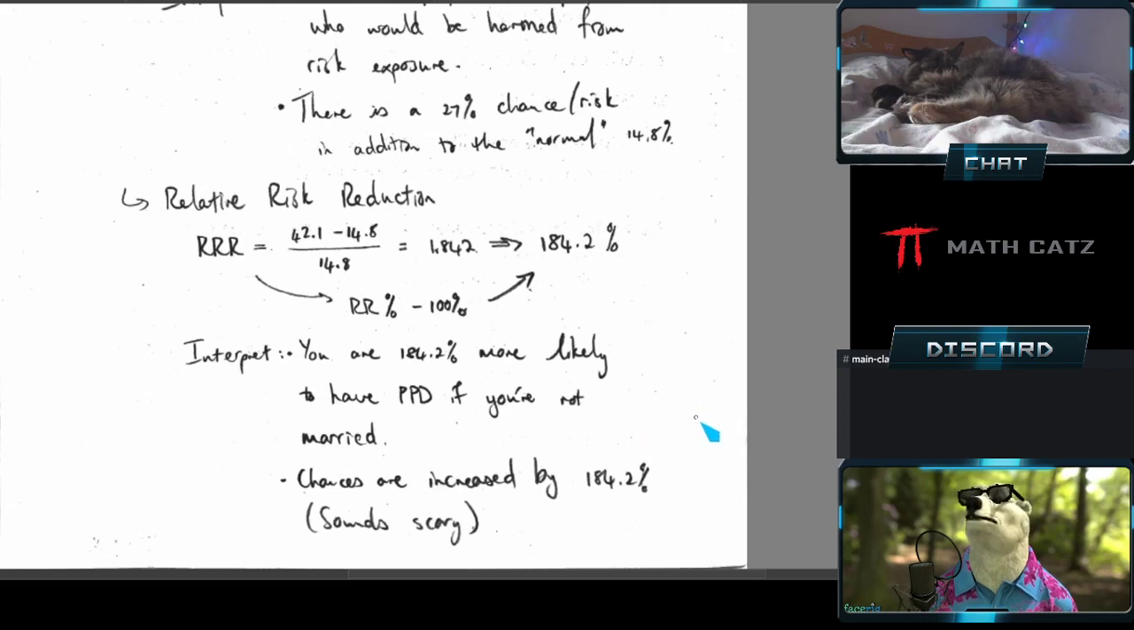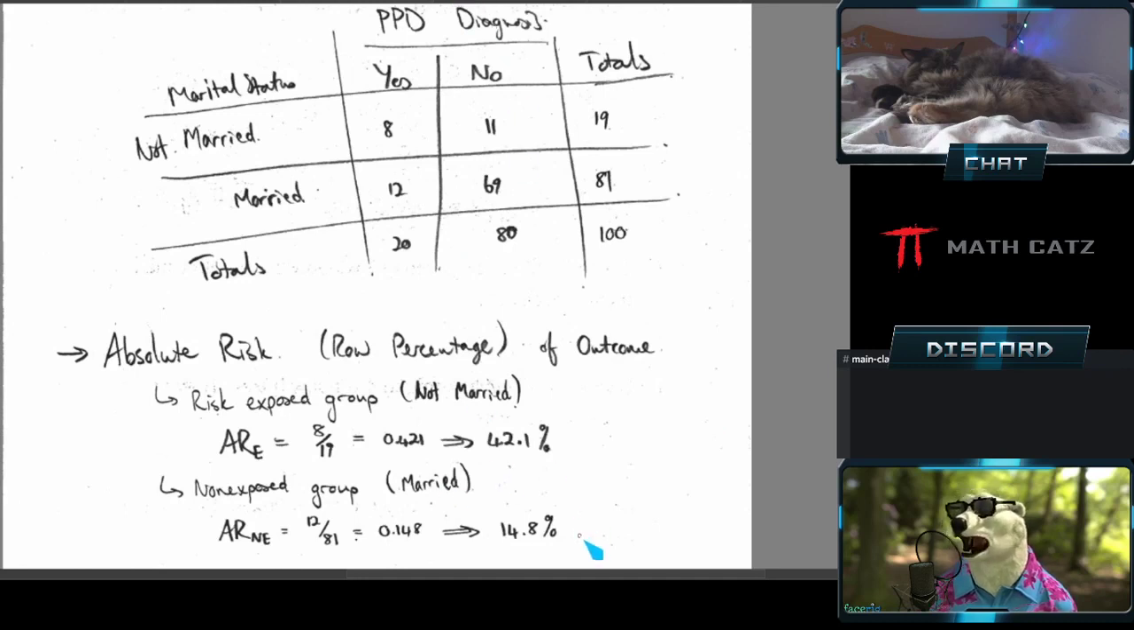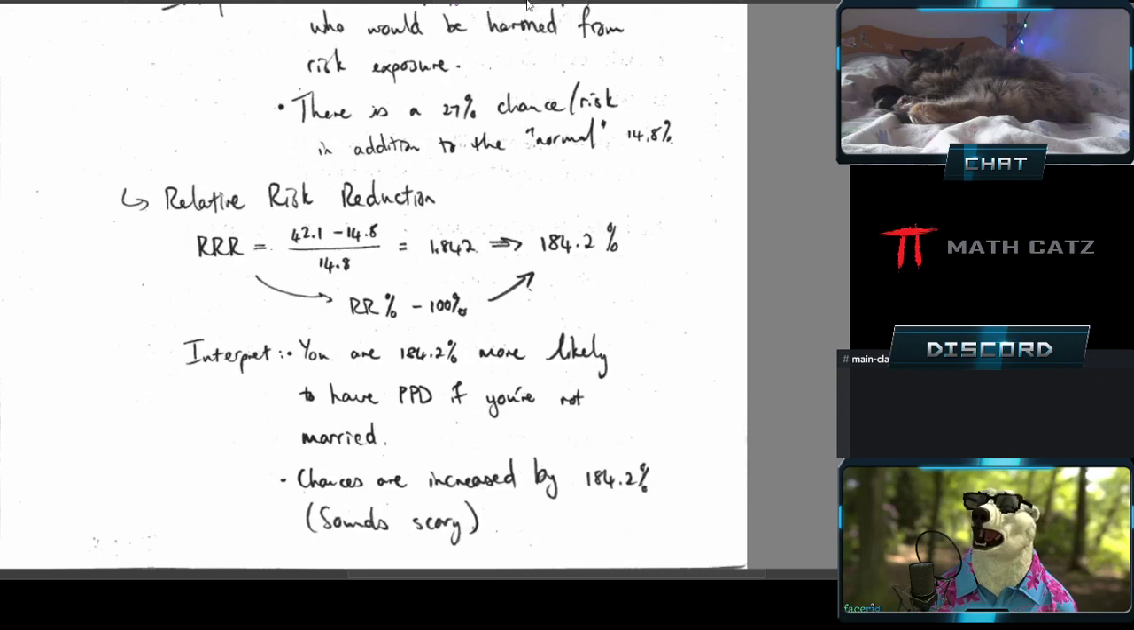So when I read these numbers, I think about 42%. Okay, 42% is kind of high. 14.8%, none of them super scary. Postpartum depression is a real thing. Different numbers have different levels of impressiveness. And if I say that being not married is a 184% higher probability, an increased probability of getting postpartum depression, that sounds a little scary.